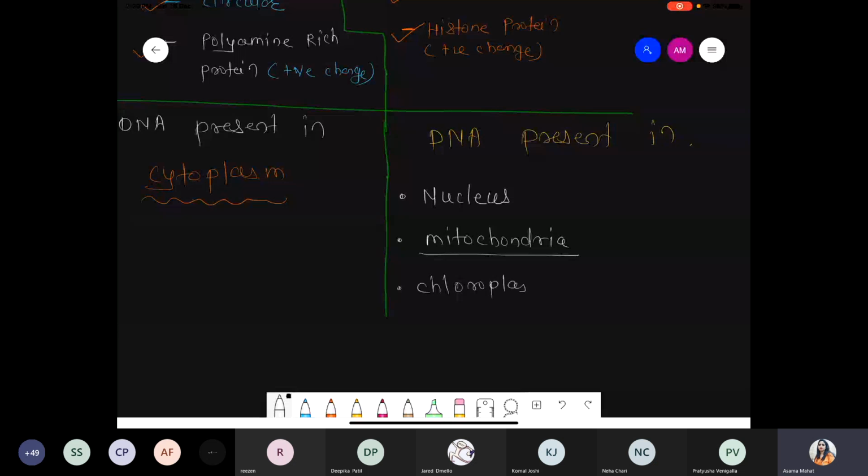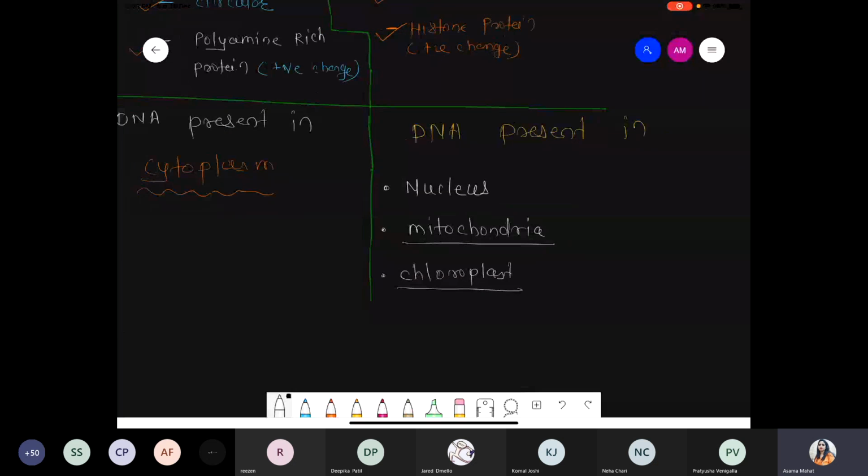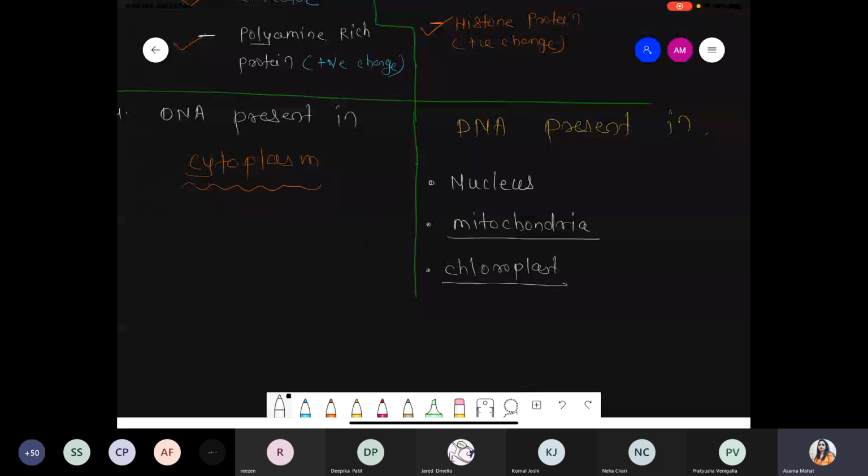So in case of the eukaryotic system, these are the three organelles: nucleus, mitochondria, and the chloroplast where genetic material is present. Got it? Okay. And you know very well, whenever we are talking about the genetic material, obviously central dogma, that is replication, transcription, translation, all these processes are carried out in nucleus. Means we will see ahead replication and transcription in nucleus and translation in cytoplasm. Similar for the mitochondria also and the chloroplast also.